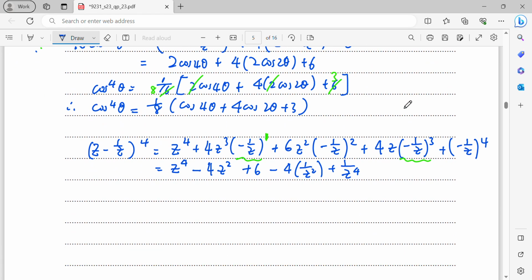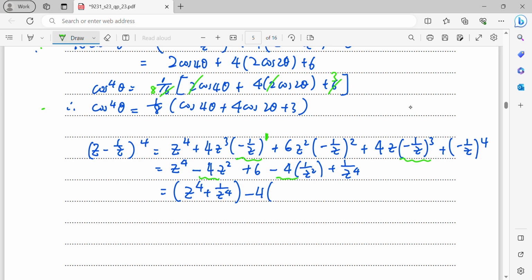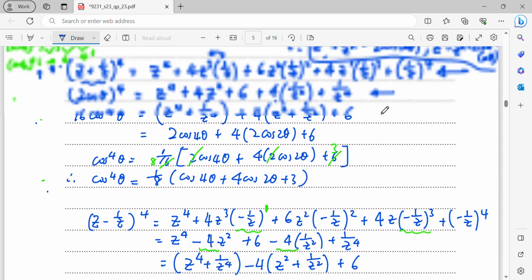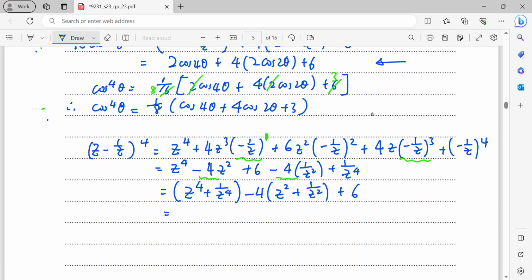Then again, use the same concept, group the terms with the same degree. So now when you look at this, the second term and the fourth term, the common term is minus 4. So I will factorize minus 4, then you will be getting the plus. And the last one is plus 6. And now use the same formula as before. Just change to 2 cos 4 theta for the first term, then minus 4 bracket, 2 cos 2 theta, then plus 6.